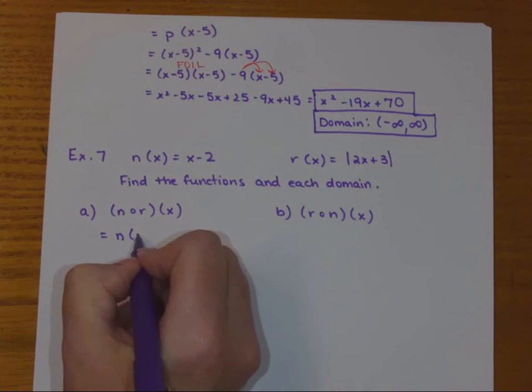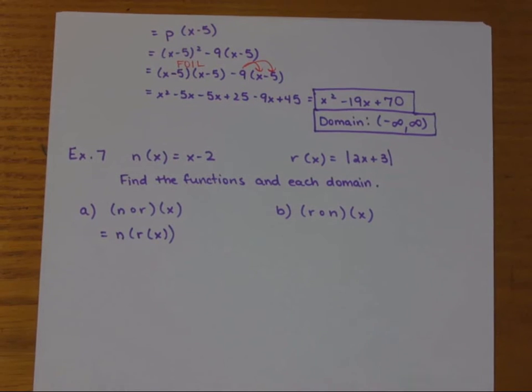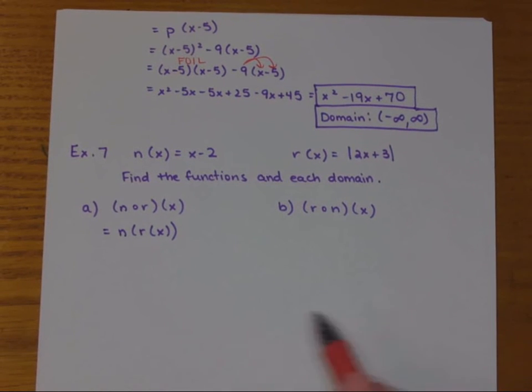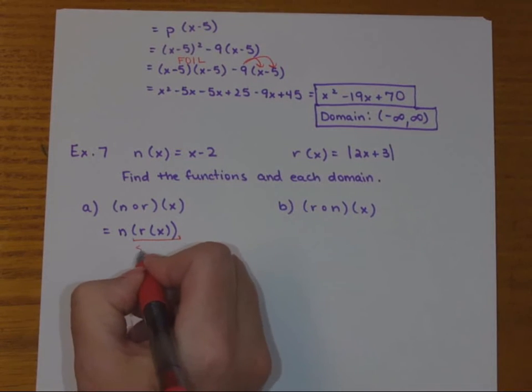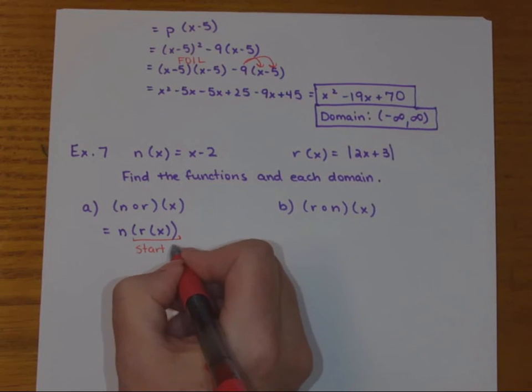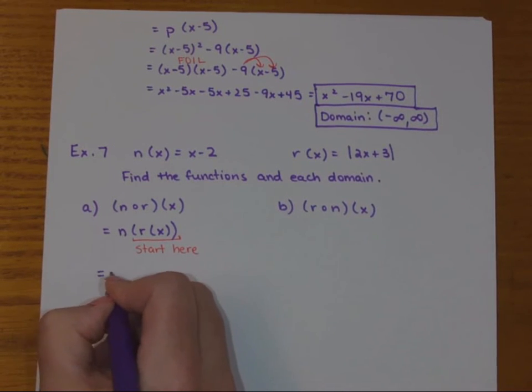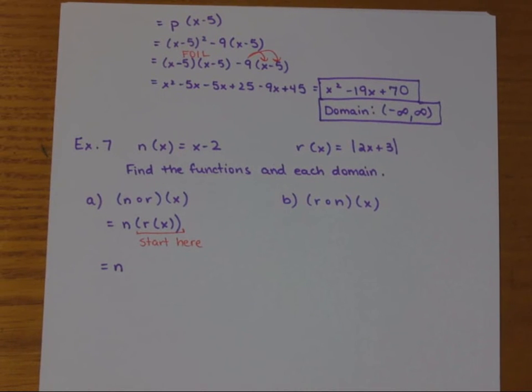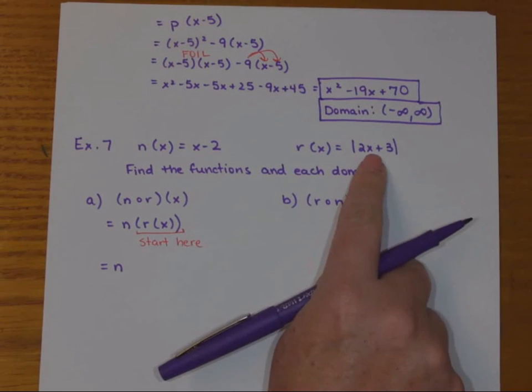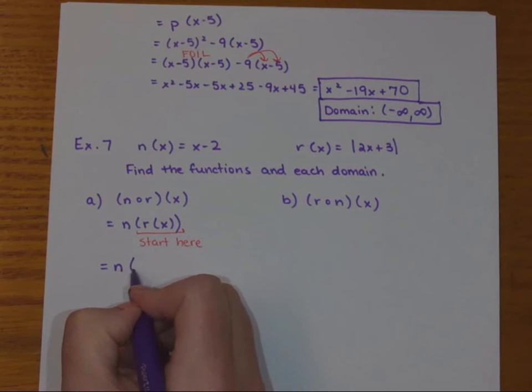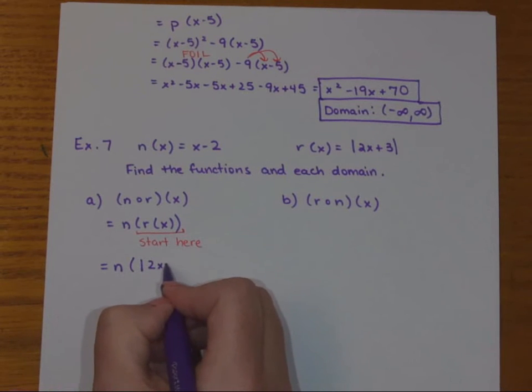So this is the same as n of r of x. That's how we rewrite it. Again, we always start on the inside. We don't mess with the outside first, we mess with the inside first. So I carry down the outside function, and I'm just going to replace r of x with what it's equal to. So I'm going to find n of the absolute value of 2x plus 3.